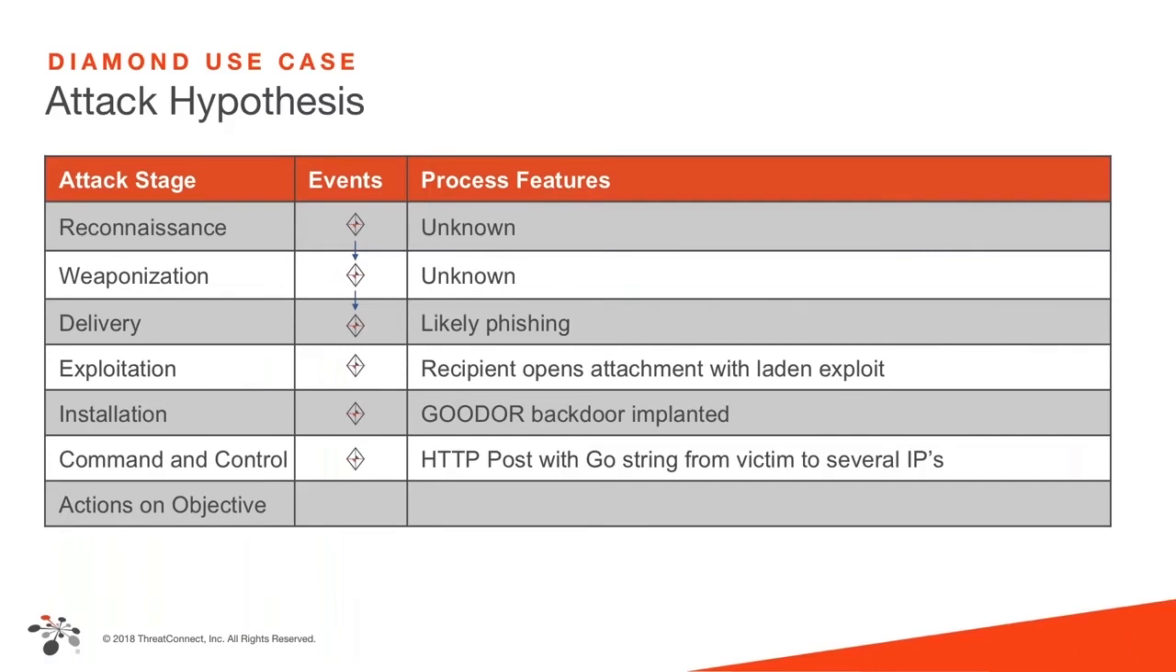And what does Dragos know about it? Well, we know that they likely use phishing, and that it's an exploit-laden attachment, and then the installer drops GUDOR, which implants the victim's machine, which then uses HTTP posts from the victim to several different command and control IPs.